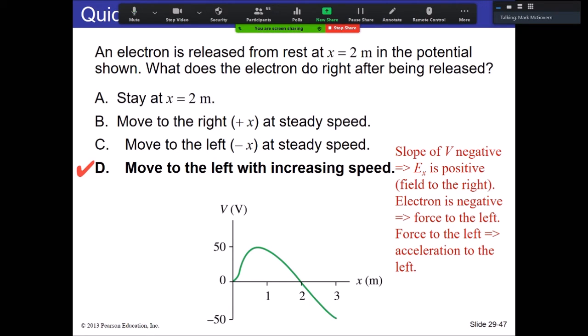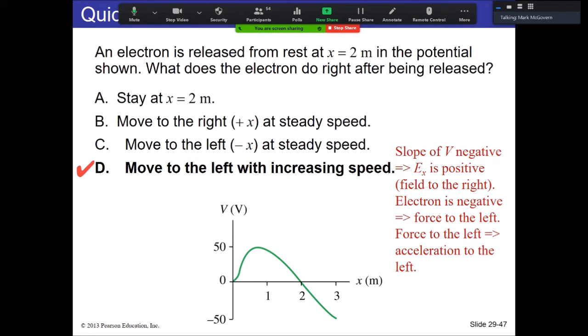Here we go. All right. Move to the left with increasing speed. That's true. It's a negative charge. The negative charge wants to move towards increased potential, right? That's movement to the left. Now, it says increase in speed. Steady speed means constant. It's not constant, right? Because the force is not constant.